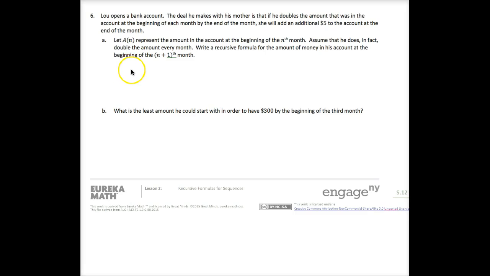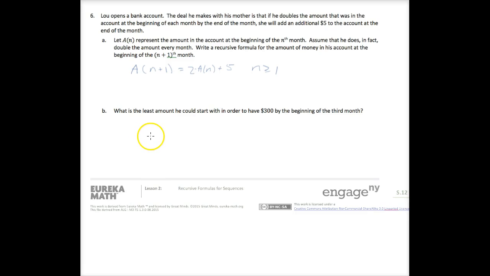All right, so what we know is that the amount of money in the n plus 1th month must be twice what it was in the month before. And when it is, his mother will add $5. We have to set the condition n greater than or equal to 1. And we don't really have anything else.